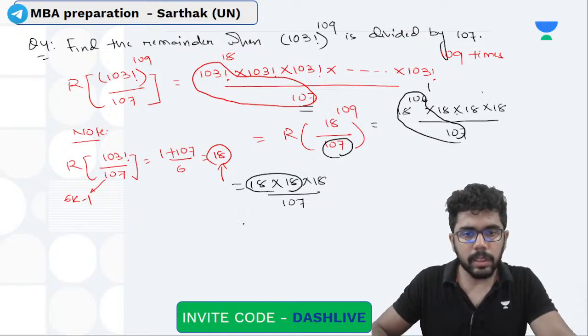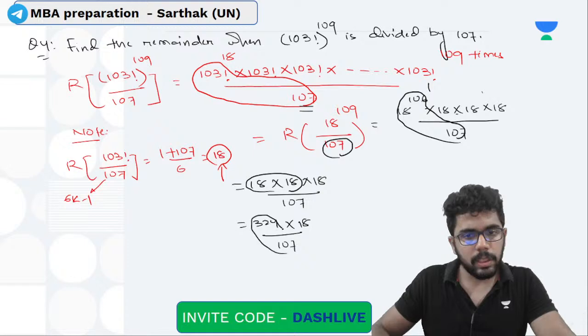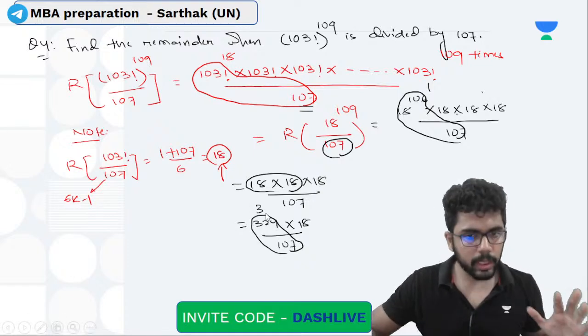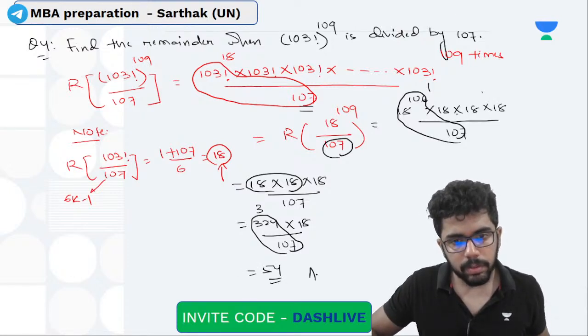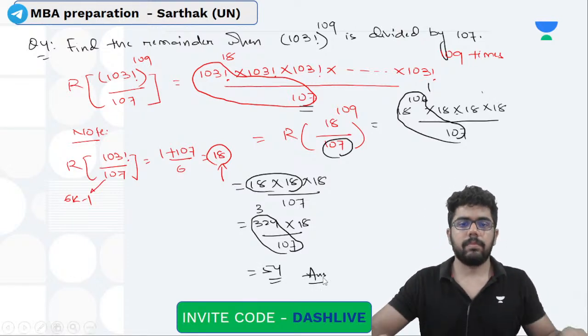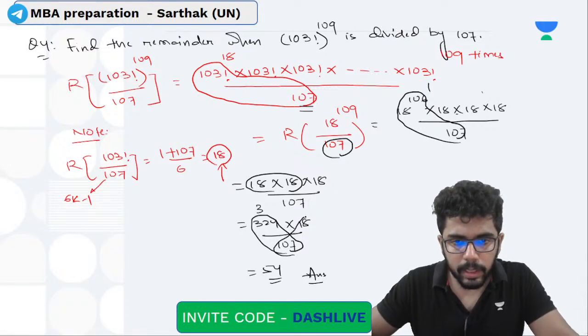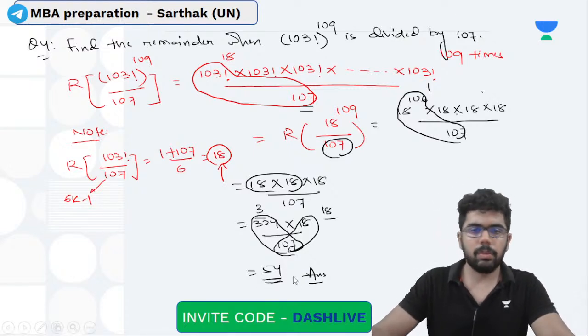18 into 18 is 324 into 18 divided by 107. 324 divided by 107, remainder is 3. 107 3 जा 321 आएगा. तो ये 3 into 18, final remainder is... 18 divided by 107, remainder is still 18. यहाँ पे तो कुछ चेंज नहीं होगा, तो 3 into 18, तो फाइनल रिमाइंडर इज 54.